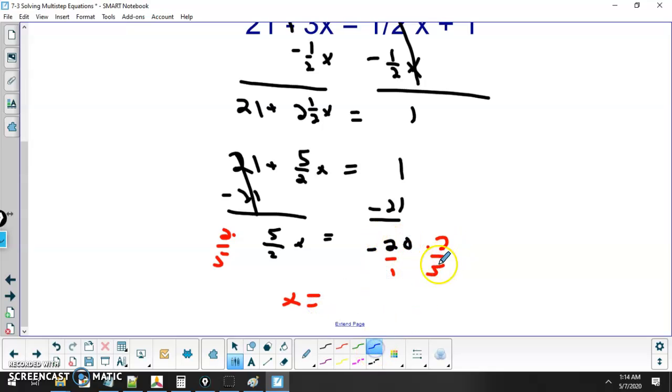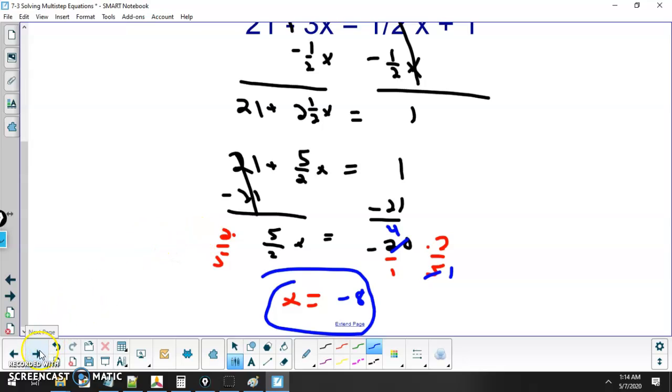So 5 goes into 20 four times, so that becomes a 4. 4 times 2 is 8. All right, and then don't forget your negative sign, just kind of lurking there. You might want to make it go up with the 4 in case you forget it there. All right, so x is equal to negative 8. So not so bad for that one there.